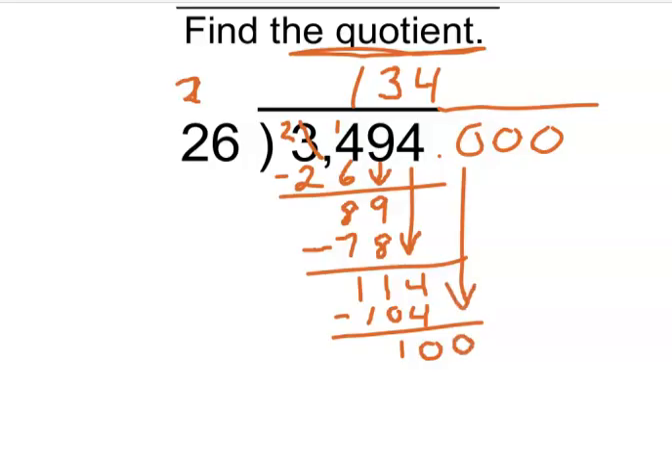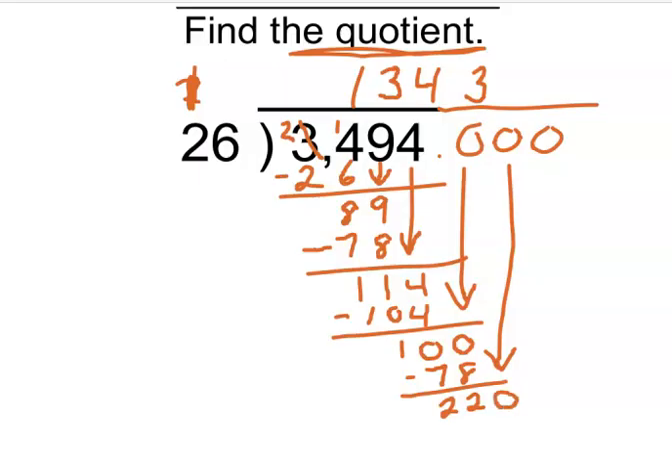All right, how many times does 26 go into 100? Almost 4 times, but it can't go in 4 times, so 3. 6 times 3 is 18. 3 times 2 is 6, plus 1 more is 7. So then we have 100 minus 78 is going to be giving us 22. And then bring down a 0.